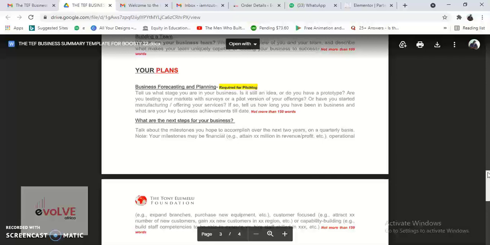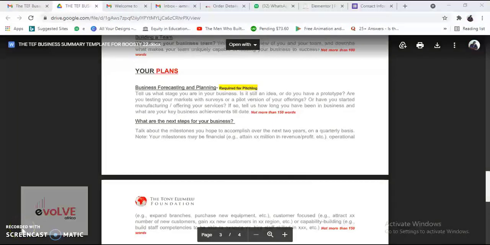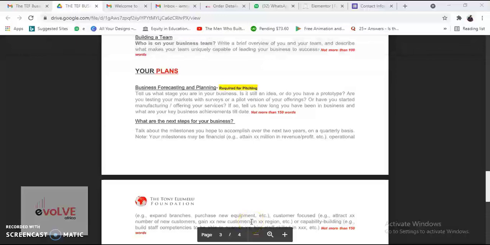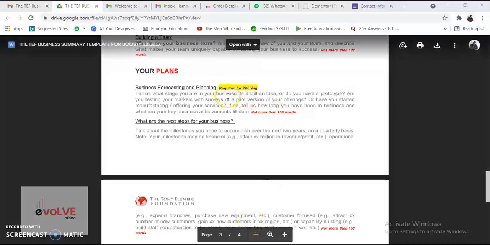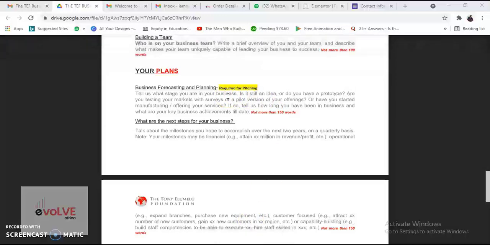How long have you been in business, and what are your key achievements, if you have any? Why are we asking? It's also known that the foundation funds businesses at zero stage. But we want to know your journey so far, whether you've done something already or whether you're just starting. So that is it for your business forecasting and planning.